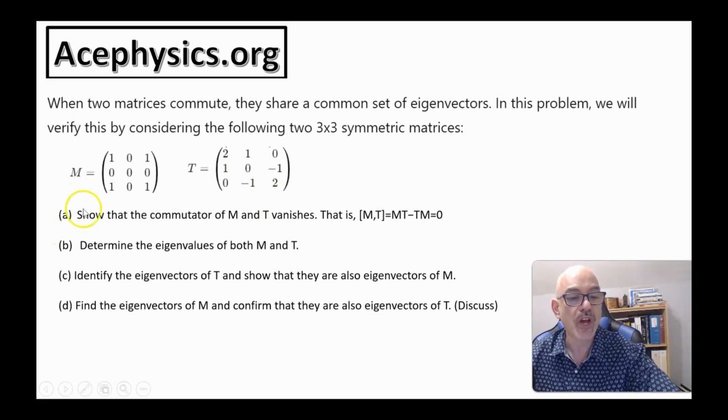Part A. Show that the commutator of M and T vanishes. That is, the commutator [M, T] is defined to be MT minus TM, and show that this is equal to 0. Part B. Determine the eigenvalues of both M and T. Part C. Identify the eigenvectors of T and show that they are also eigenvectors of M. Part D. Find the eigenvectors of M and confirm that they are also eigenvectors of T.